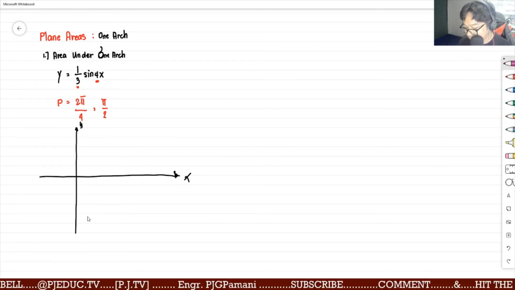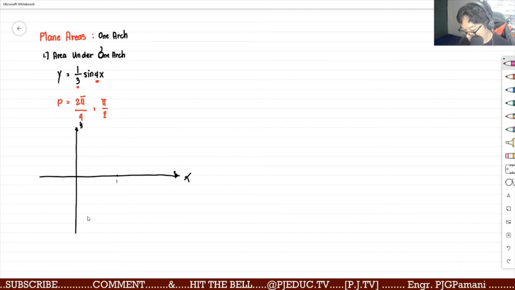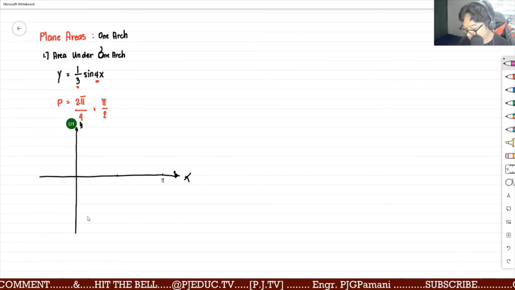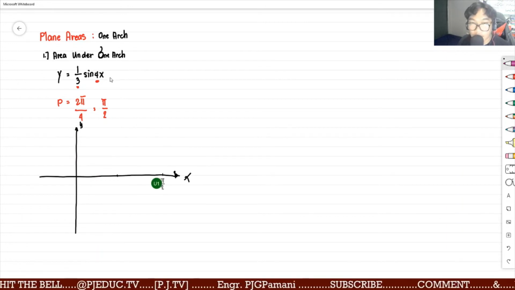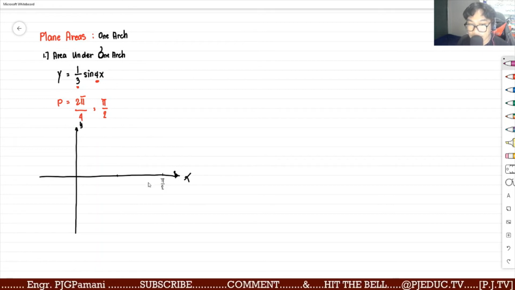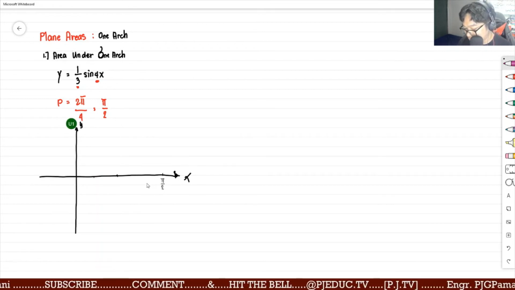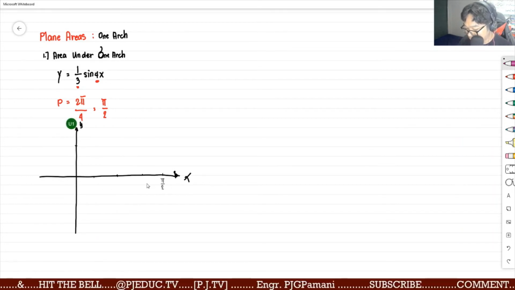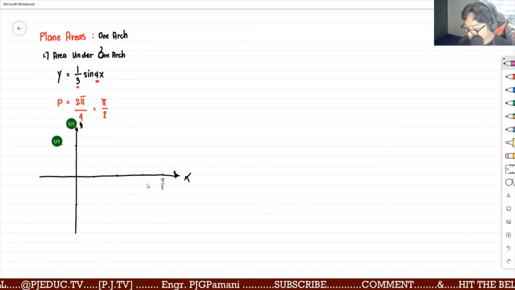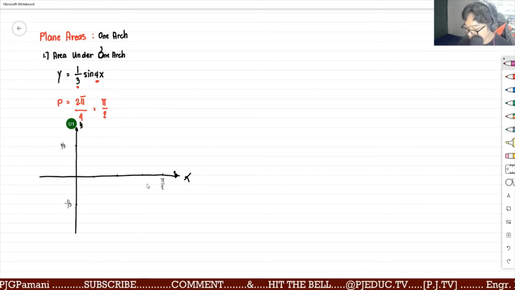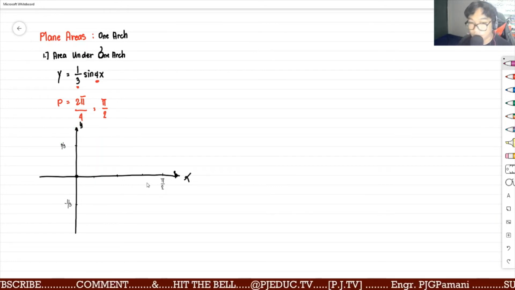One complete wave. Let's just say this is pi. One complete wave is pi half. This is pi half. One complete wave is pi over 2. So hatiin natin yan sa 4. So ito yung point, ito rin yung point. Tapos dito, let's just say this is positive 1/3 and this is negative 1/3. Positive 1/3 maximum, minimum of negative 1/3. Always start at origin point O.